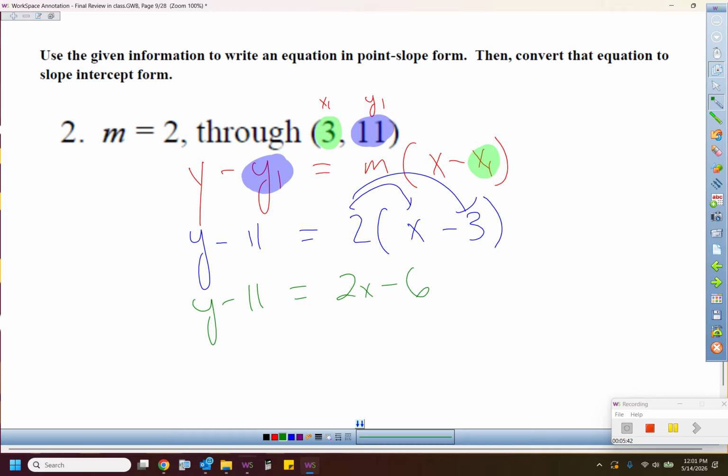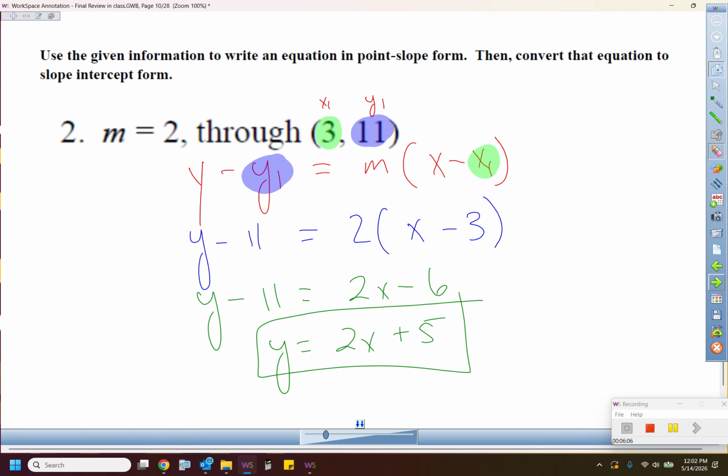But then we got to get y all by itself. And what's one move to get y all by itself? Add 11. And this is why having that partner would be awesome, because if you had that, you just subtracted 11 from both sides, not add 11 from both sides. So they help you catch those sign errors. So shouldn't that be +5 in that case?